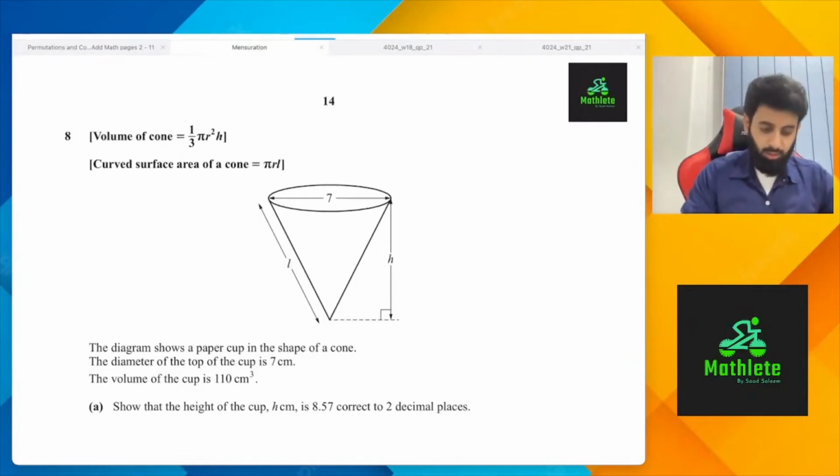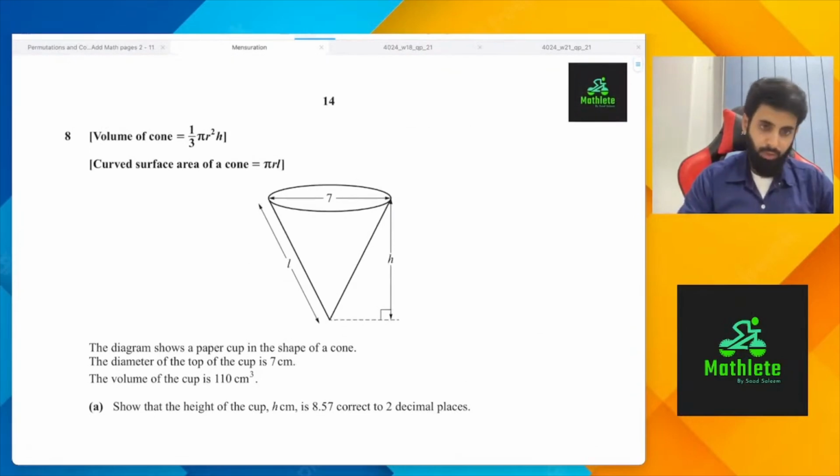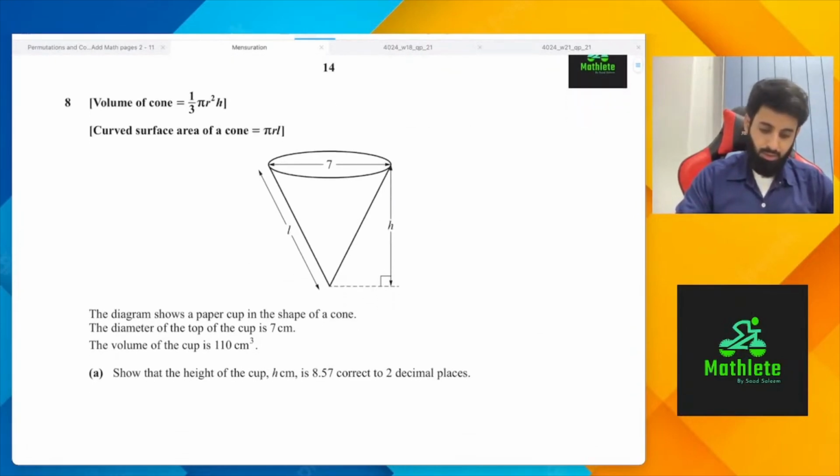Anyway, so this is from October-November 2021, paper 2, variant 2. Let's see what this says. So volume of a cone.